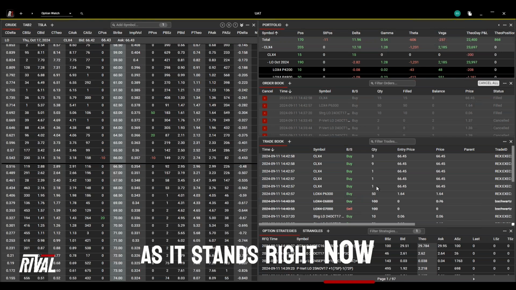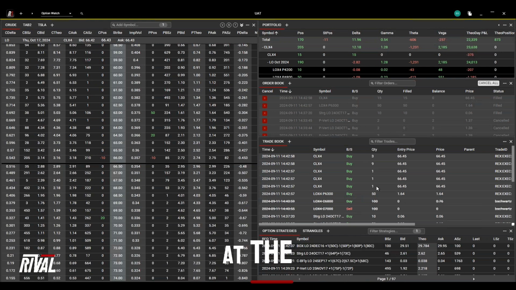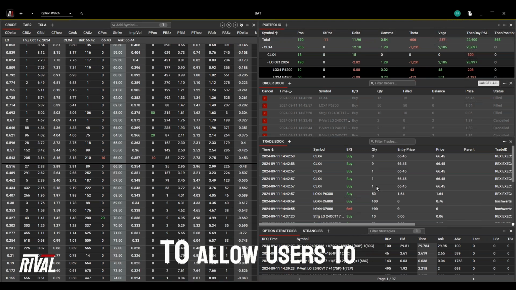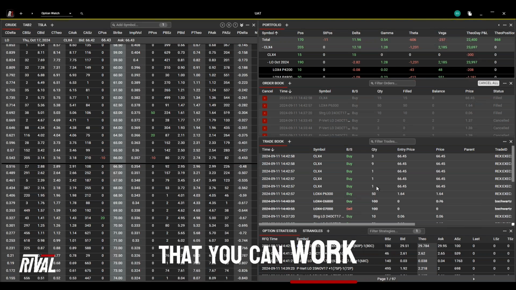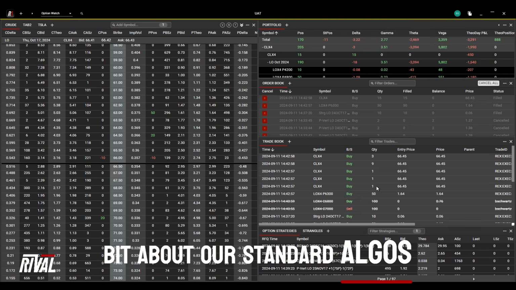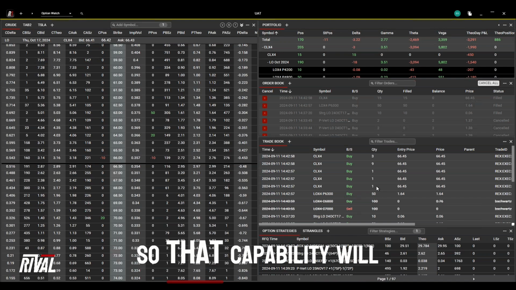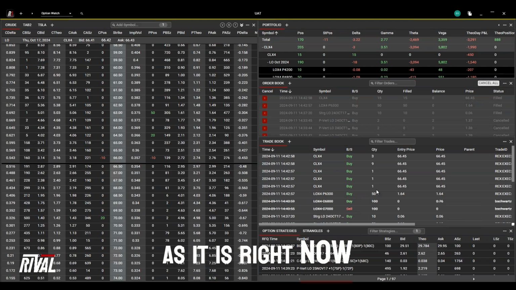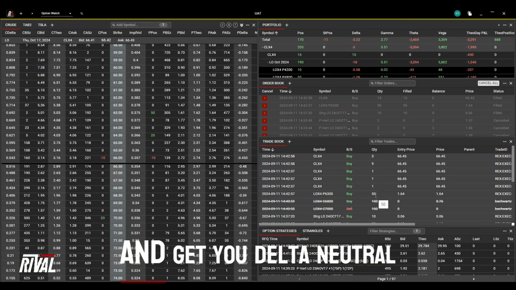As it stands right now, the auto hedge feature is a limit order that goes in at the top of the book. There's a project in the works right now to allow users to apply an algorithm to their auto hedge order so that you can work your auto hedge. In the last session, I talked a little bit about our standard algos, but for example, you might want to work your auto hedge with a tick, or as we call it, take diminishing size. So that capability will be coming. As it is right now, once again, we are just putting in a limit order at the top of the book that will hedge your trade and get you delta neutral.